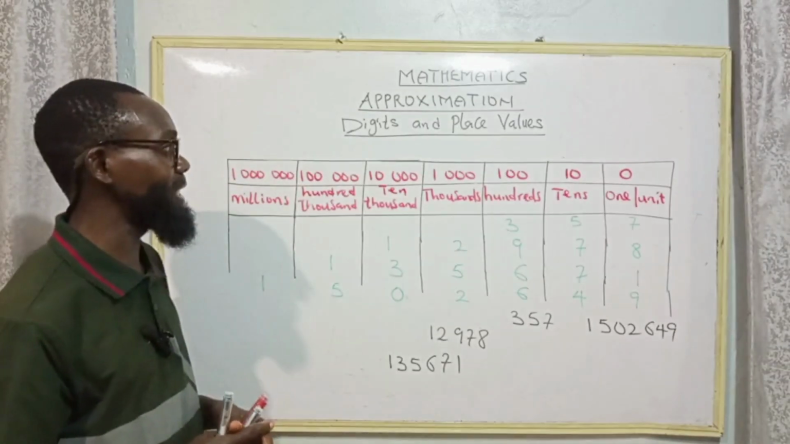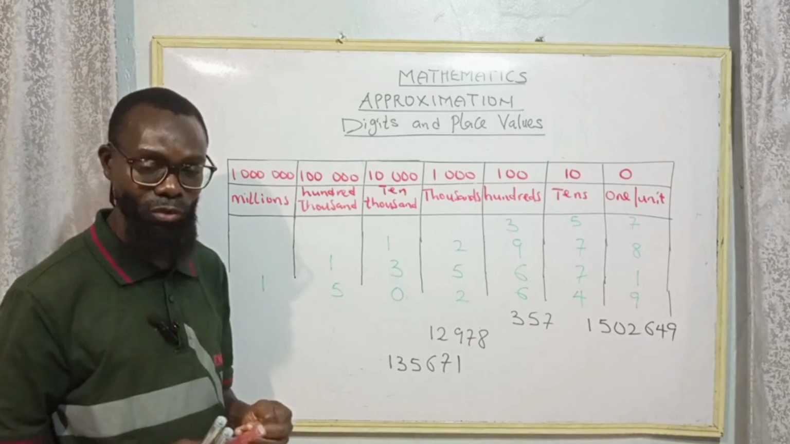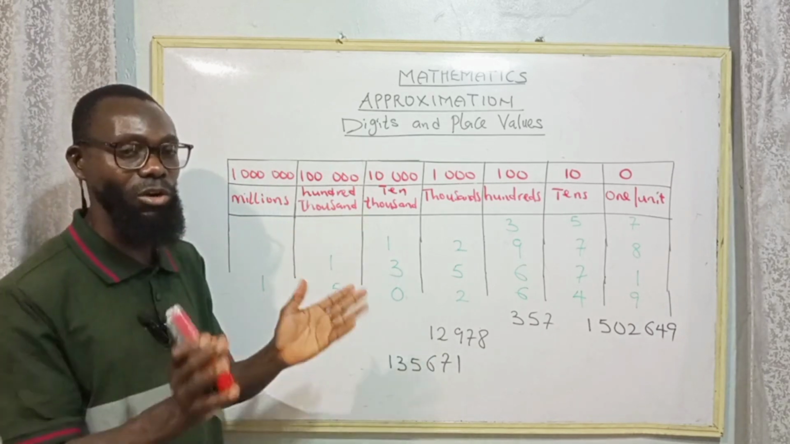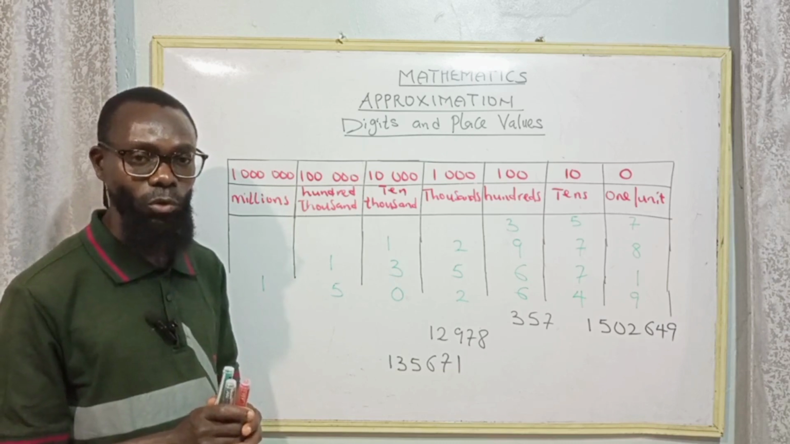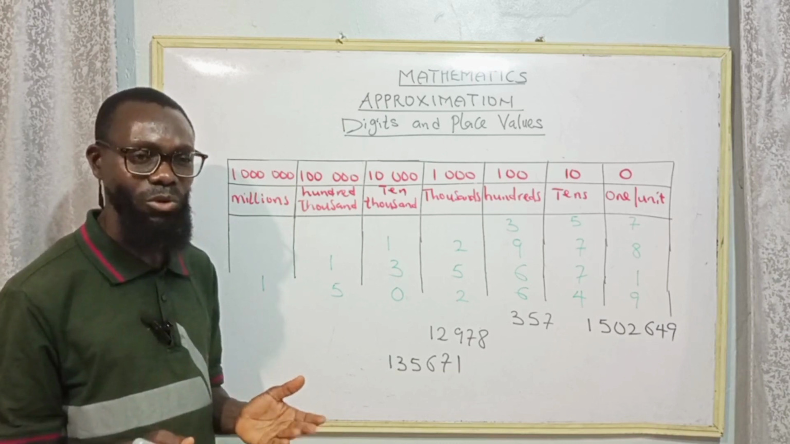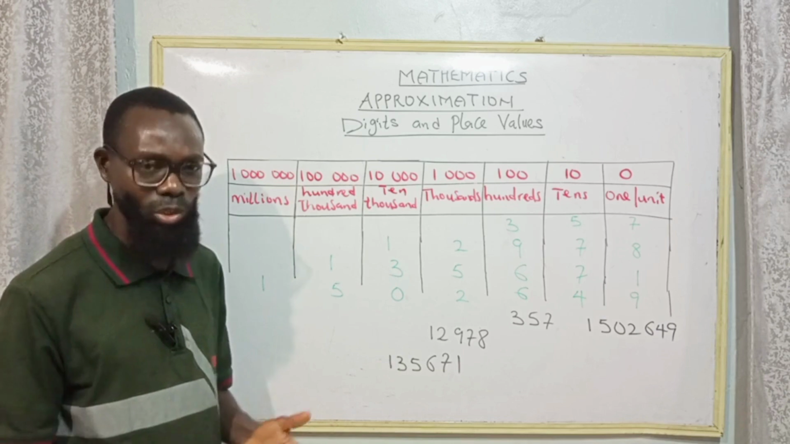Then we look at approximation, and the first one we talk about is rounding off of whole numbers. Rounding off of whole numbers to either 100, 1,000, million, tens, units.